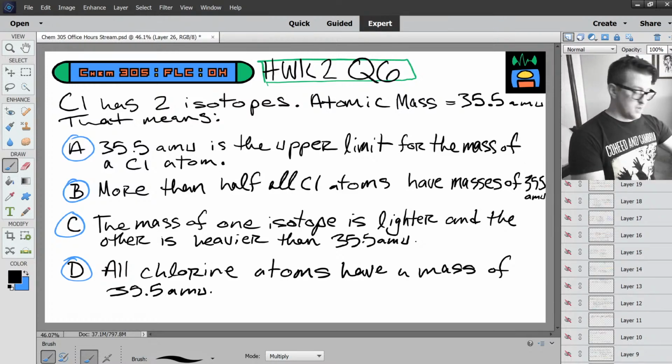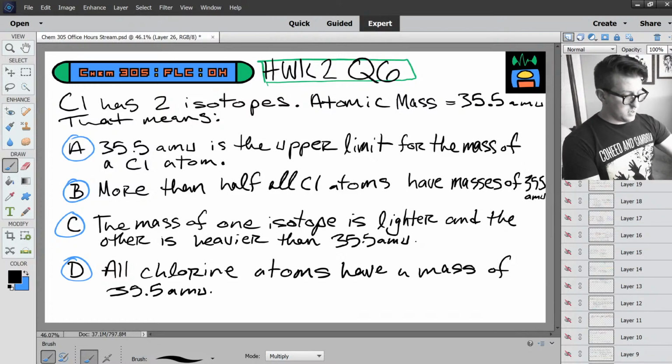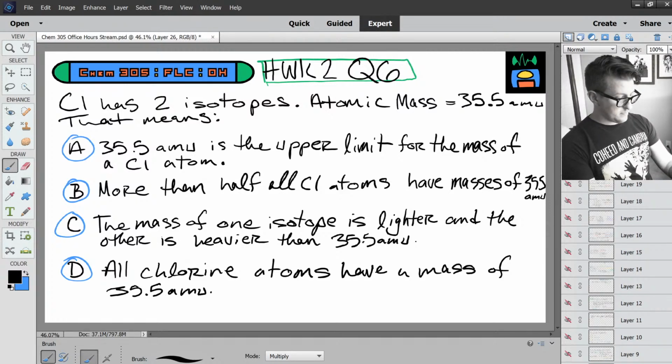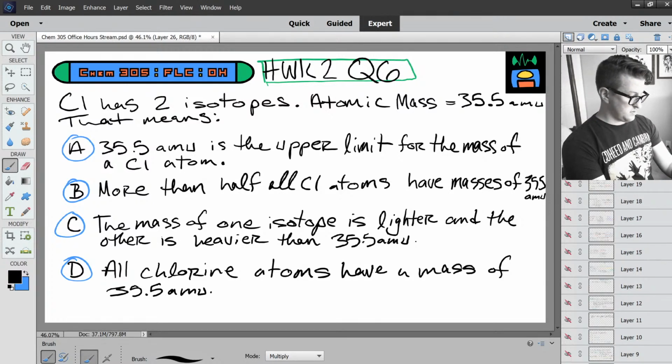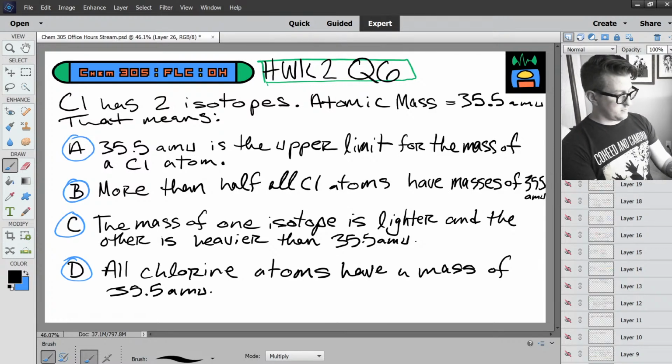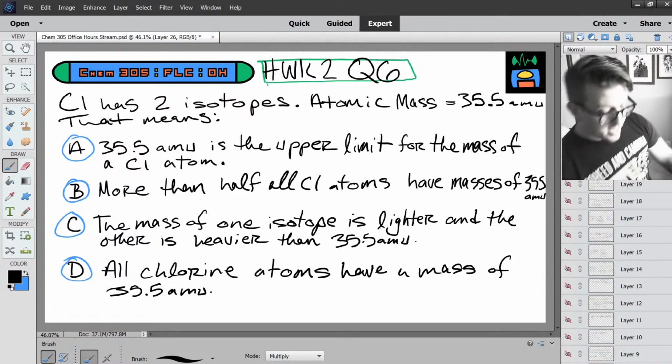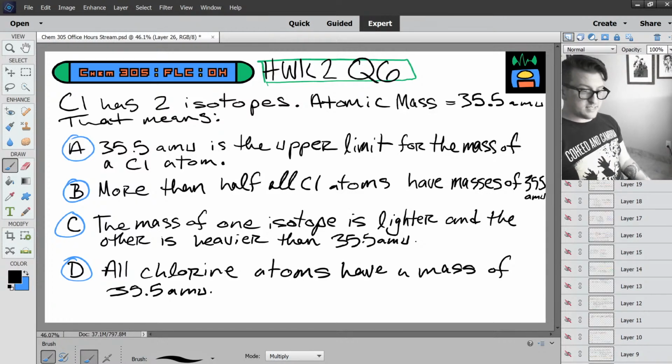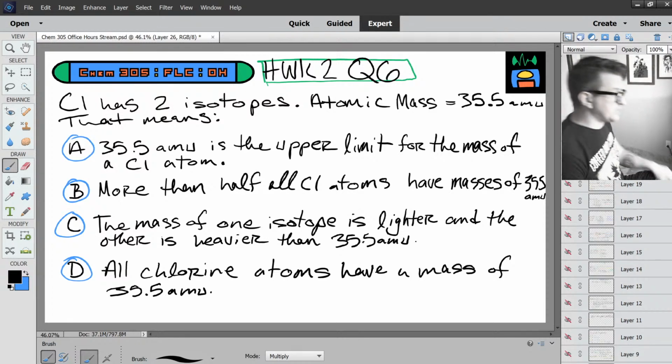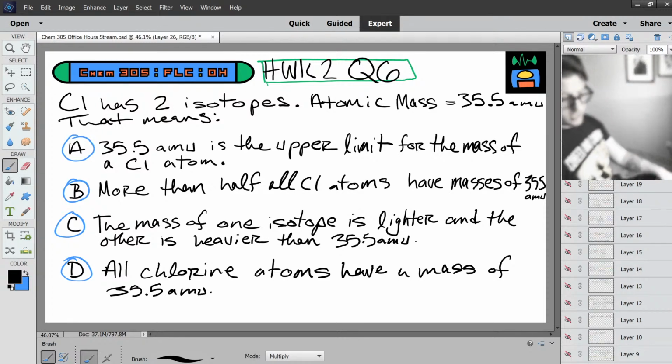All right. Okay. So let's do this. Okay, so we have to figure out which of these is correct. One of these is correct, and 3 of them are incorrect.